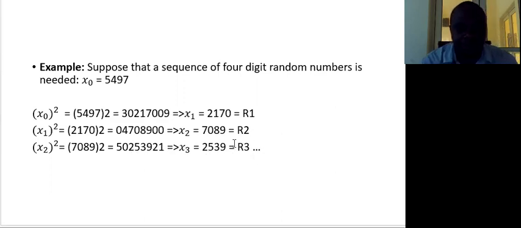Then when we continue like this, it will get to a point where it becomes 0000. So all of these numbers here will form the various random numbers generated using the mean square method.